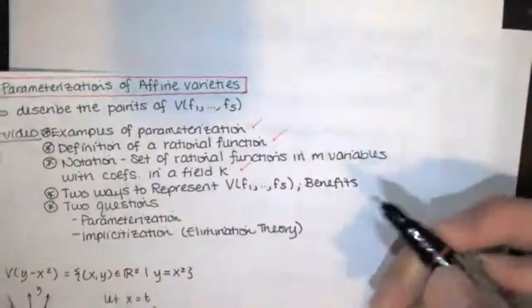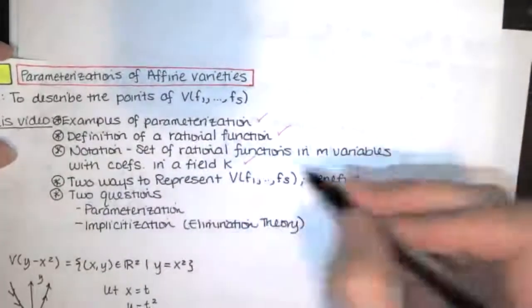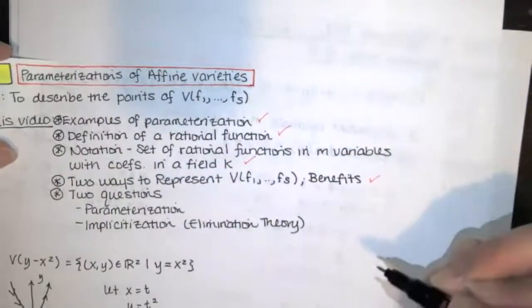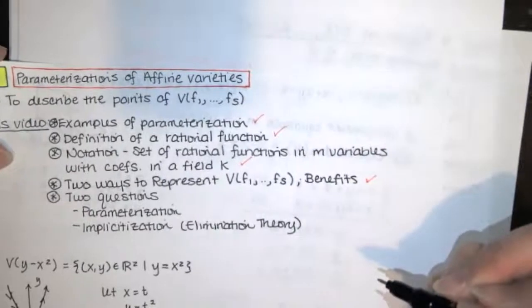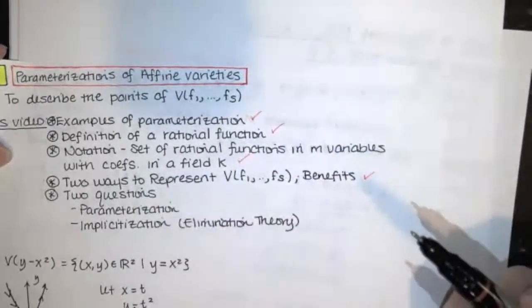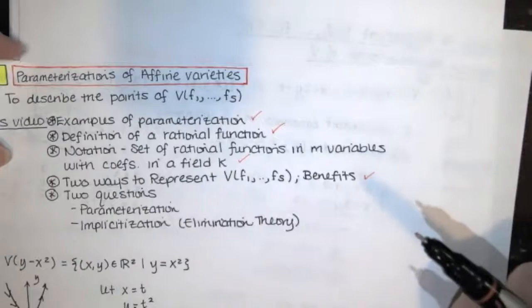Okay, so we've talked about a lot of things already. We've talked about the 2 ways to represent V, implicitly and using parametric equations, and the benefits of each of those. The last thing that we'll talk about in this video are 2 questions related to parameterization.